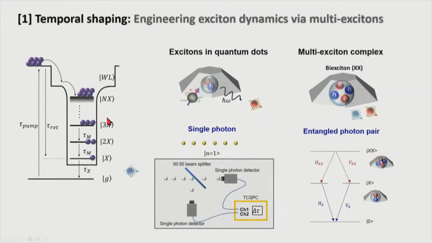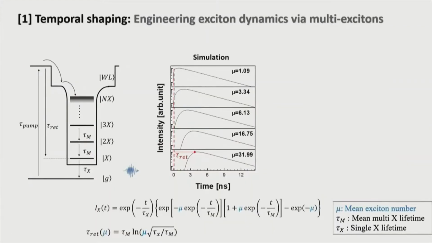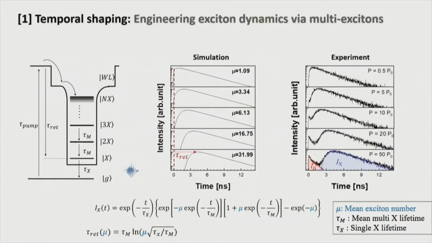So through this process, it takes time. It delays the single exciton recombination, and we can model this time delay with a multi-exciton model. Here mu represents the average exciton number. With small mu, where we have almost single excitons, we can see the typical decay profile of a single exciton, but by increasing the number of excitons, you can see a slower lifetime and also a temporal shift of this decay curve. In experiment, we can do this temporal shift, this temporal modification, by applying high power lasers.